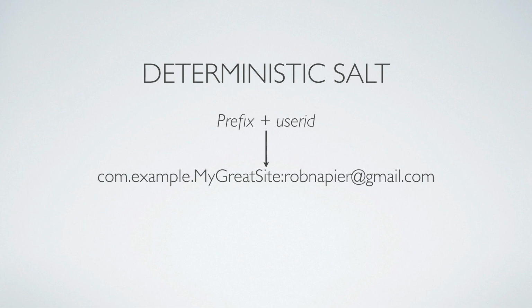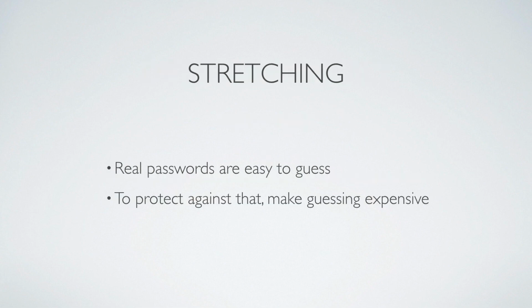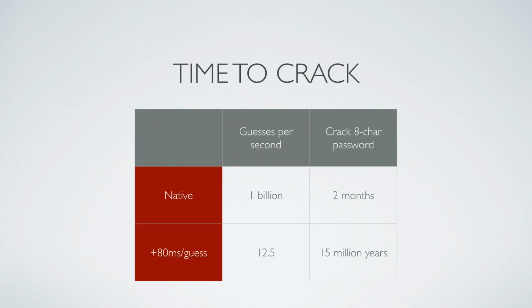So what do we do? Well, we fix that by making things slow. How do I make it slow? That's called stretching. Because real passwords are really easy to guess, and we want to make guessing expensive. So if I could just add an extra 80 milliseconds, which is a target that I often have for how much time I want to take. You can't notice 80 milliseconds or 100 milliseconds as part of your login. Less than a tenth of a second of extra time. Nobody's going to notice it.